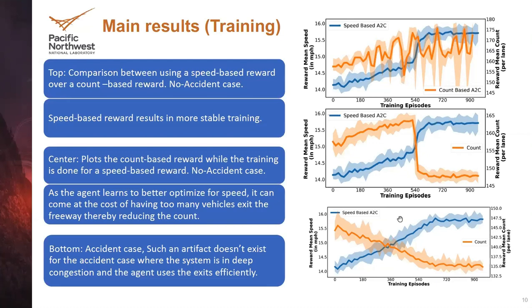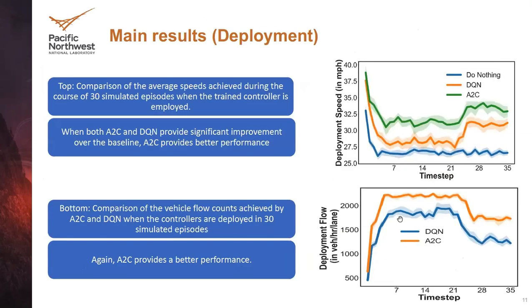And then it tapers off. There is only so much you can gain because of the arterial bottleneck. That's why you see the leveling off. And when you deploy these controllers in a test setting, not the training, but actual deployment, you can see the increase in the average speeds. And we can see that the A2C algorithm, the Advantage Actor Critic, performs much better than the DQN algorithm.